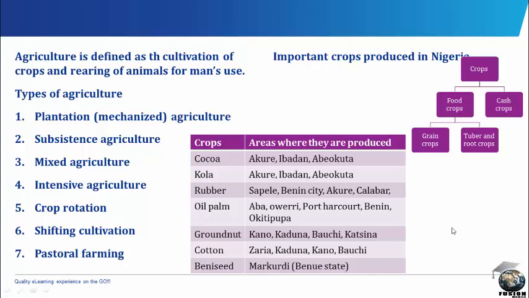Some important cash crops produced in Nigeria and where they are produced are shown in this table. For example, we have on the table cocoa. This is produced in Akure, Ibadan, Abeokuta. The same with the other crops.